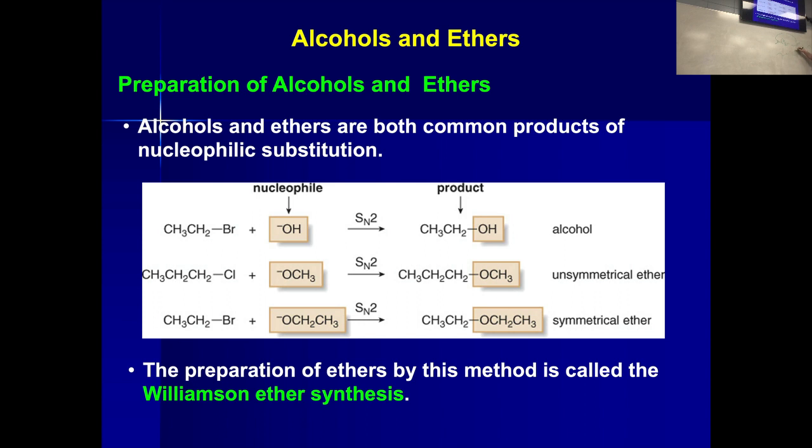This is an SN2 reaction too. So notice the reaction mechanism is exactly the same. But instead of getting an alcohol, I'm getting an ether. This is called an unsymmetrical ether. Why? Because if I look at the oxygen, I've got two different alkyl groups attached to it. A methyl group and a propyl group.